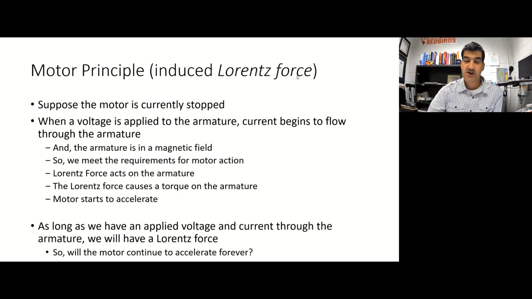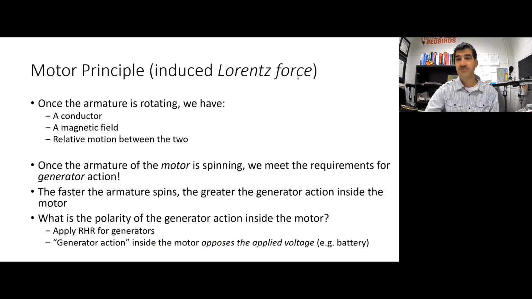All right, so it's starting to rotate, and I've got that Lorentz force, so it's going to accelerate. But this is what we just talked through a minute ago. Is it going to accelerate forever? No, it's not going to accelerate forever, because once it starts rotating and spinning faster and faster, what have we got? We've got a conductor, we've got a magnetic field, and we've got relative motion between the two, which gives us generator action.